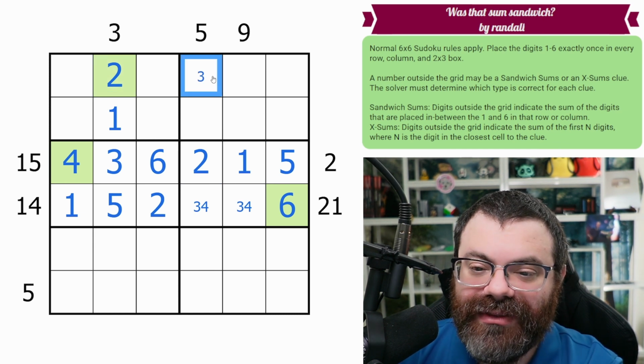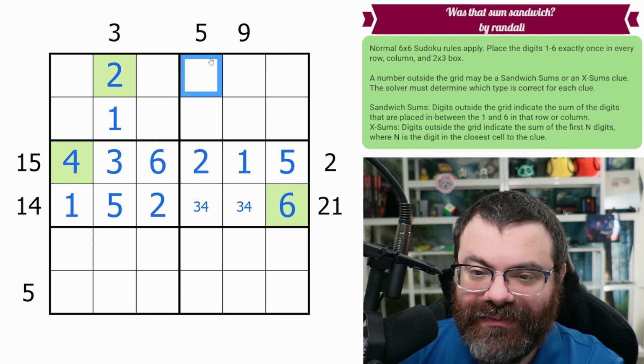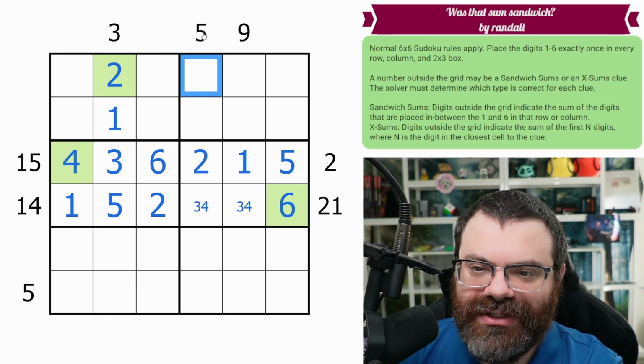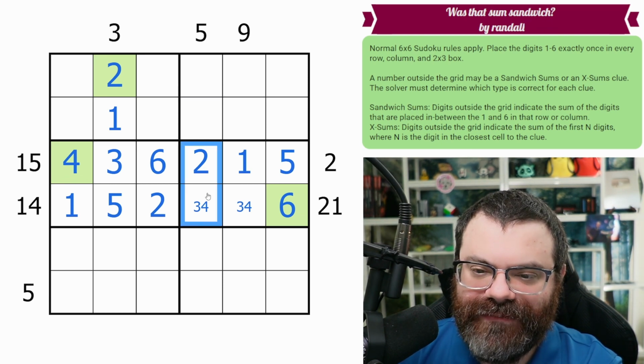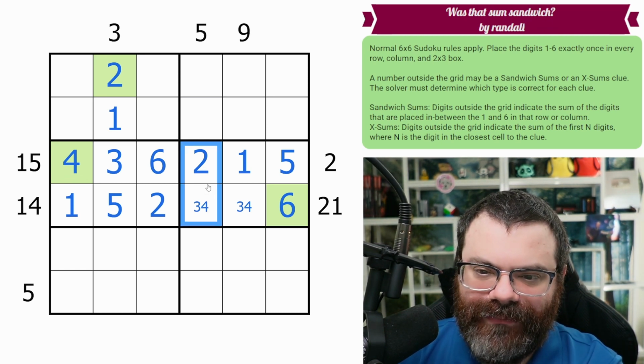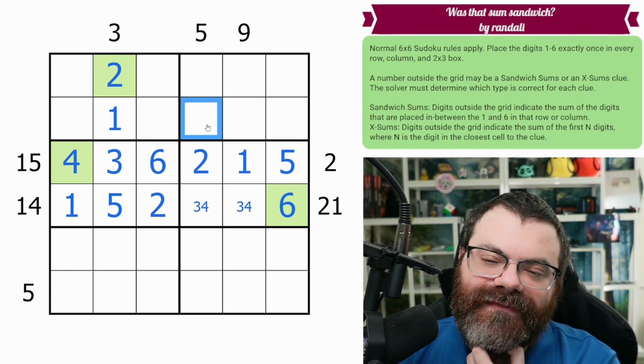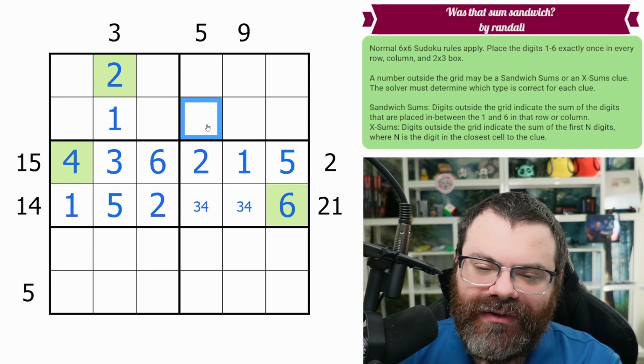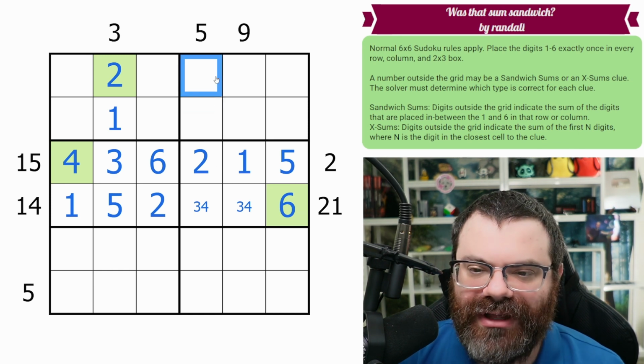If we put a 3 here, then this adds to at least 6. So this is not an X sum clue. And we know that the only way to do a sandwich sum to 5 is to put 2 plus 3 in the middle. Oh no, we could have a 5 inside of a 1, 6. If we did that, the problem is that we don't have room, right?